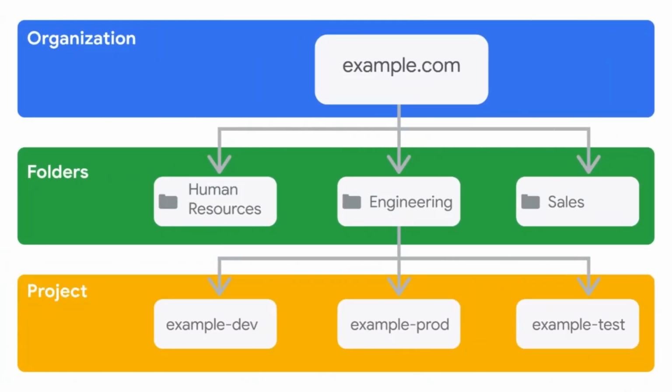Let's take the hierarchy of Google Cloud as an example. Hierarchies in Google Cloud are arranged in organization, folder, and project levels. The top level in the hierarchy is organization. The next level under organization is folders. And the bottom level under folders is projects. Controls applied at higher levels in this structure cascade down.